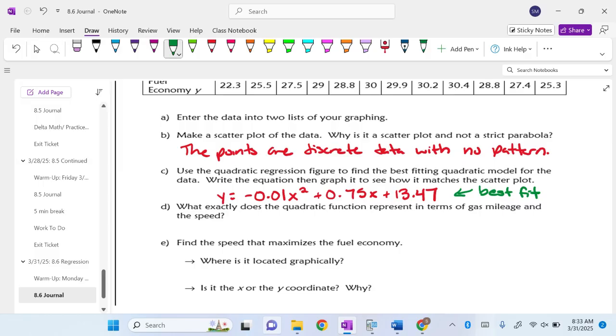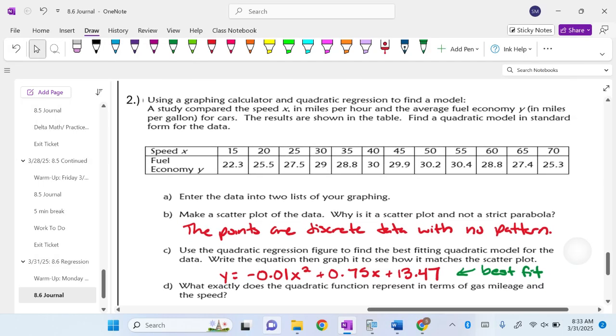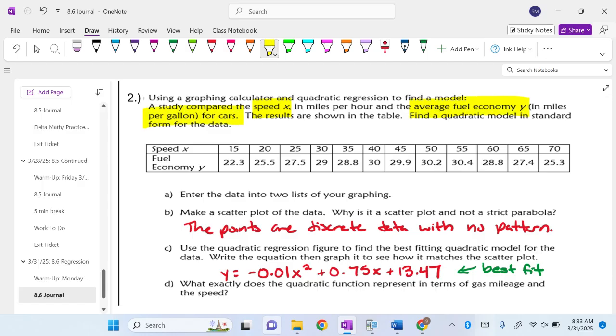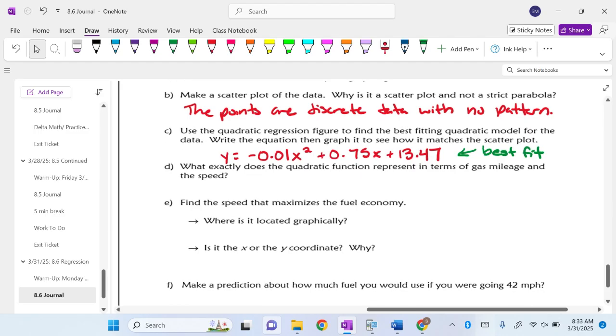Now, given what the problem's asking us, a study compared the speed x in miles per hour and the average fuel economy y in miles per gallon for the cars. What exactly does the quadratic function represent in terms of gas mileage and the speed?